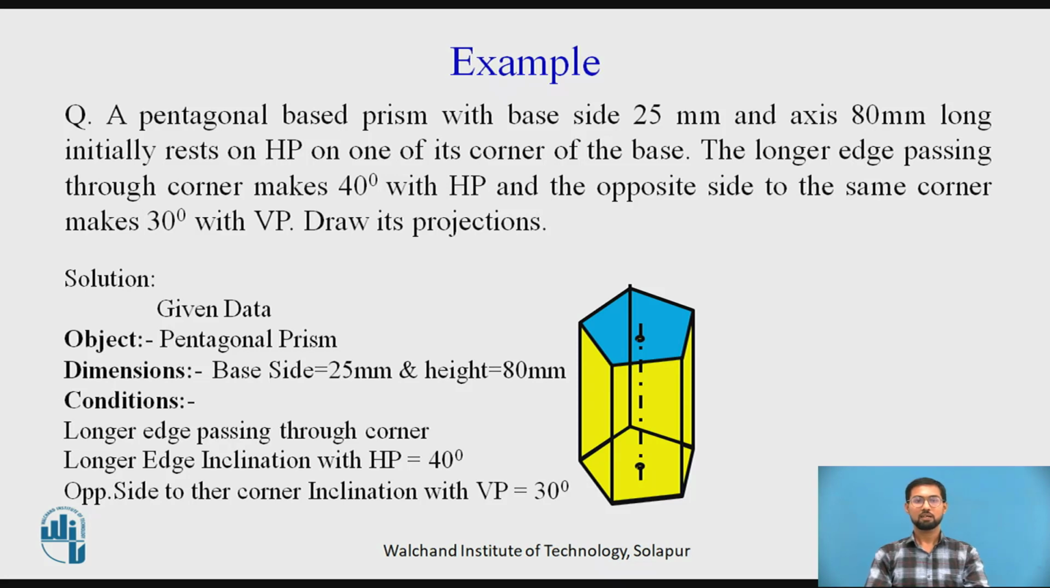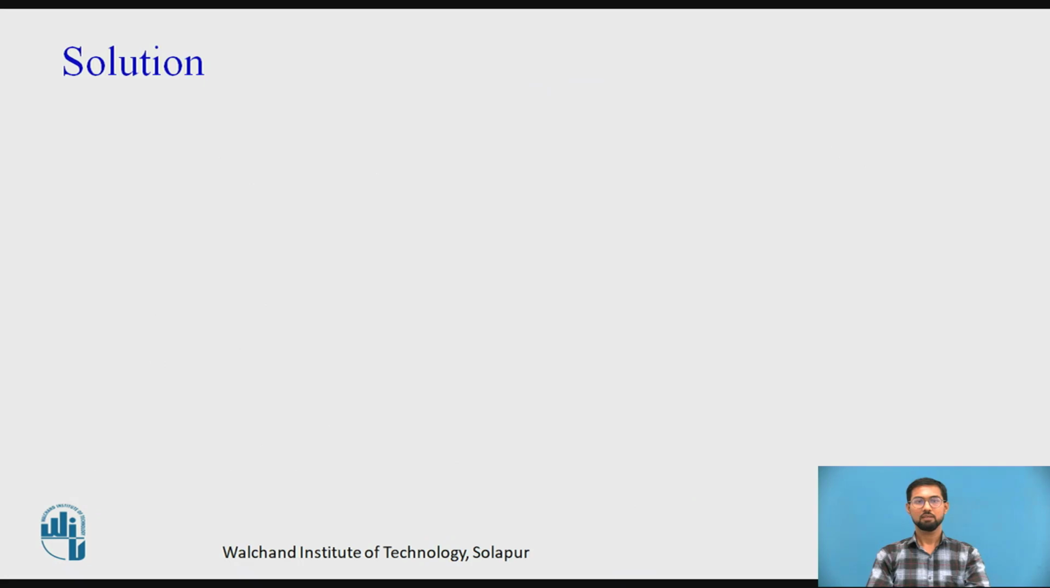Then which are the conditions given in the example? First condition is longer edge passing through corner. That means corner point should be on right side below XY line, and longer edge inclination with HP is 40°. Next, opposite side to the corner inclination with VP is 30°. Let's move ahead for solution.